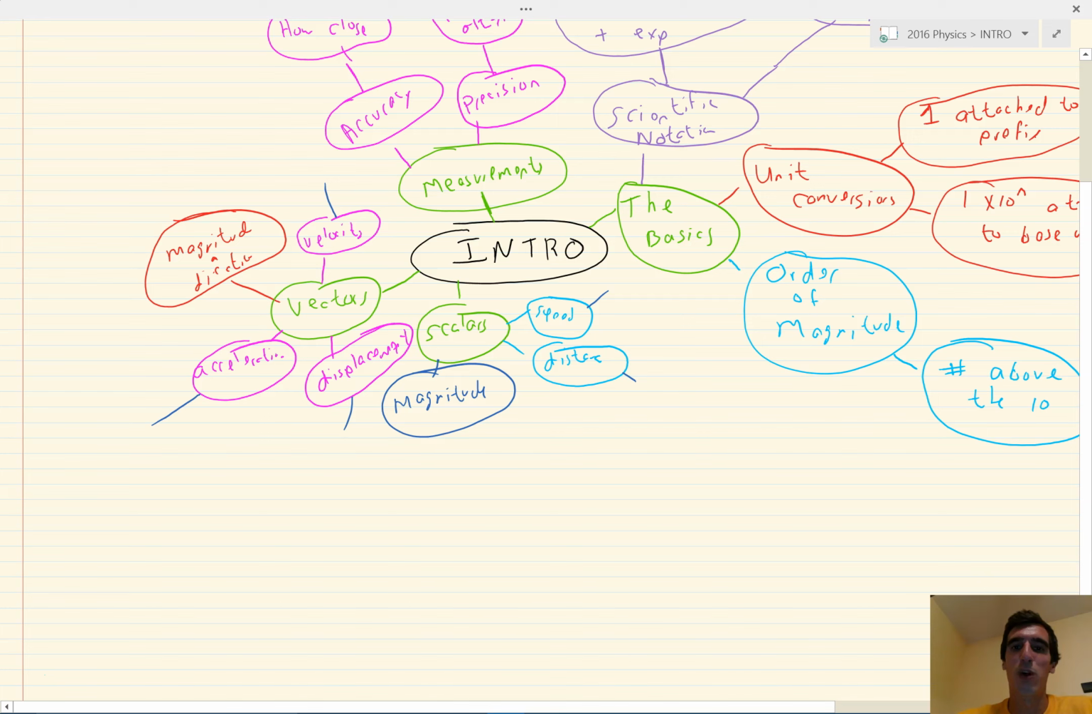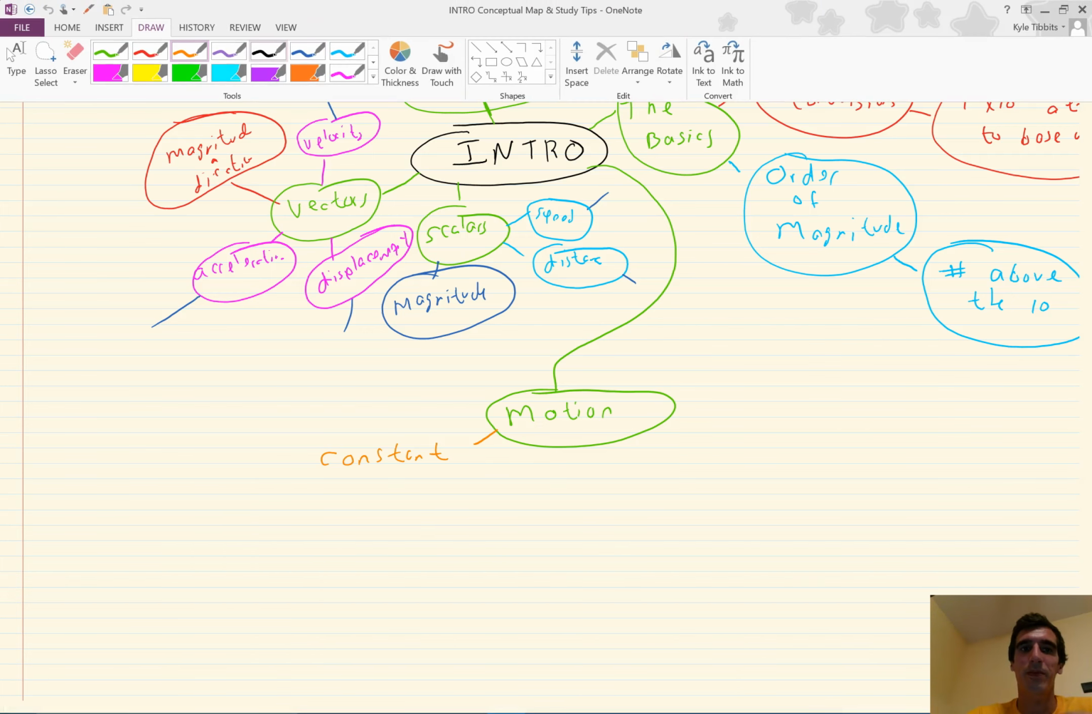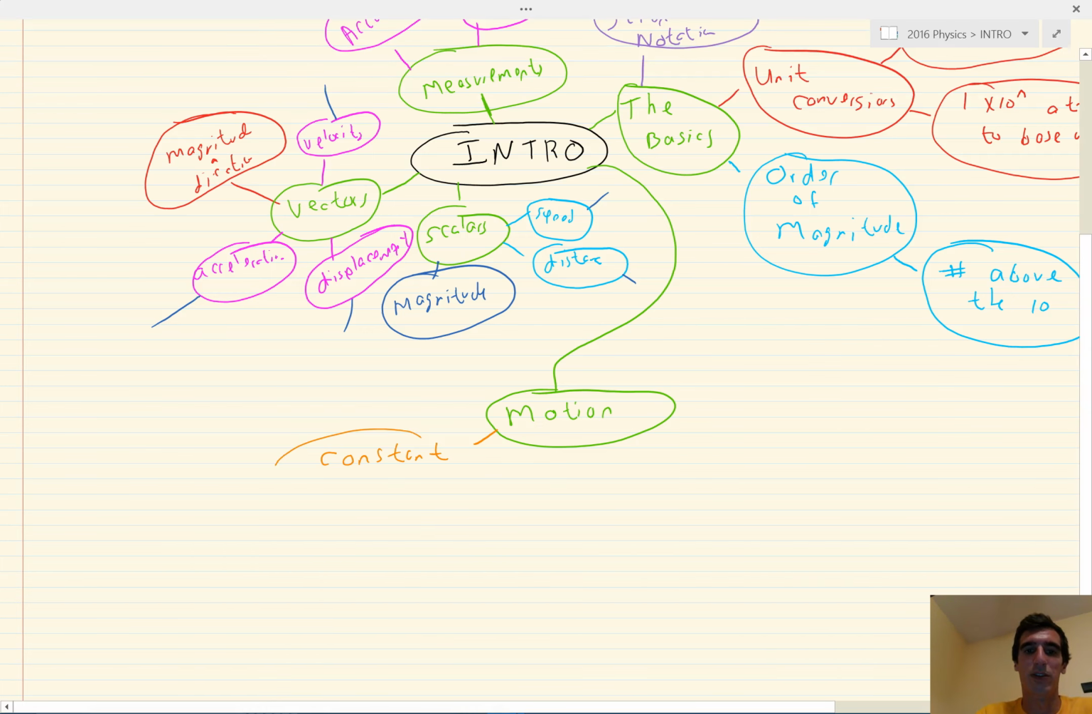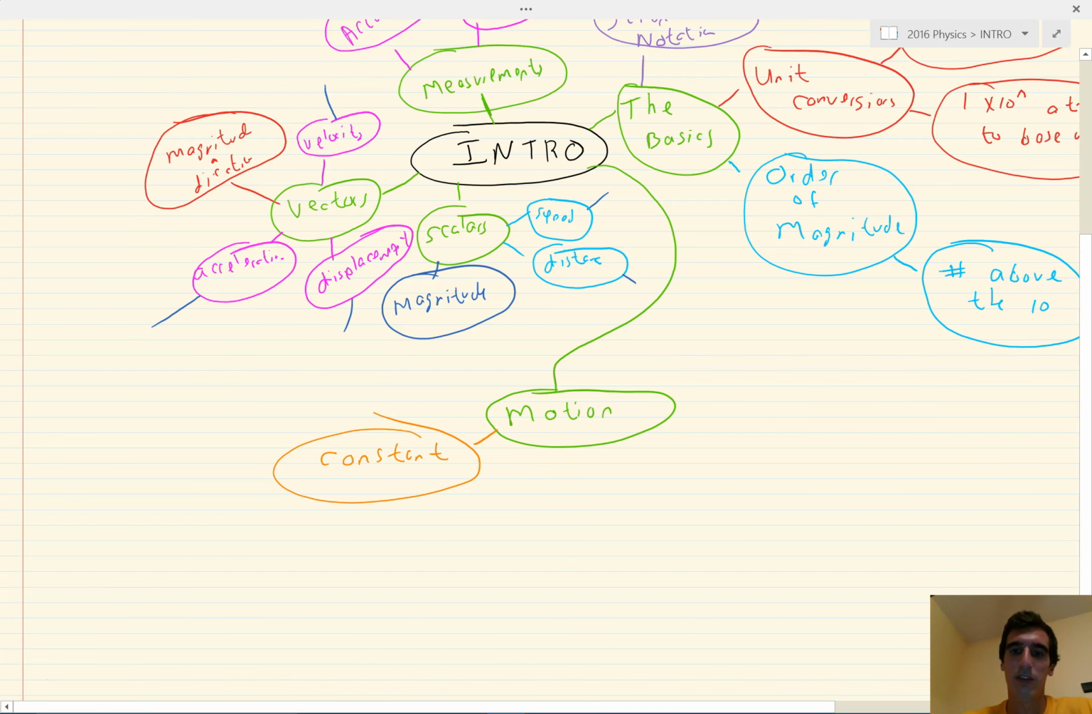And we're going to make one more line way out here. Sorry about that. And we're going to call this motion, the most recent thing we talked about. And we have two types of motion. We have constant velocity or constant speed. Oops. We'll draw a circle. And we also have accelerated motion.